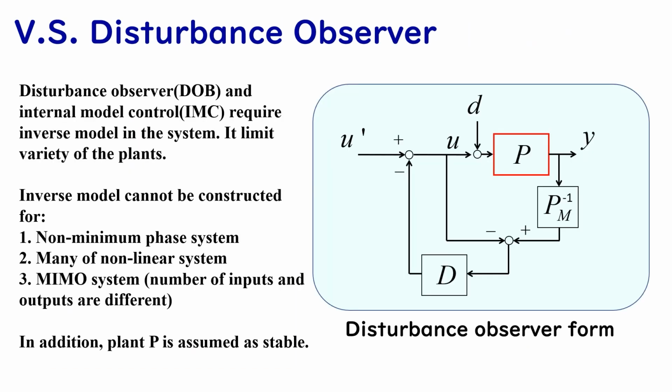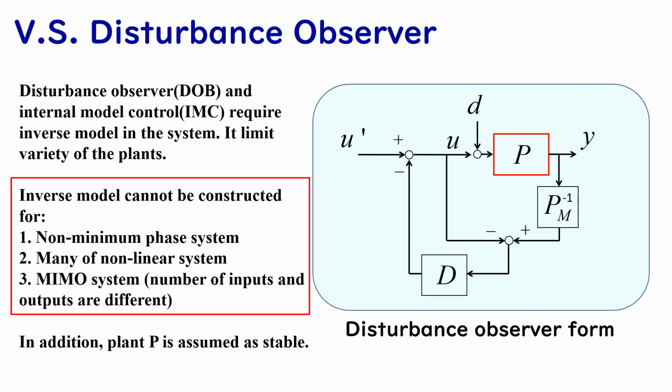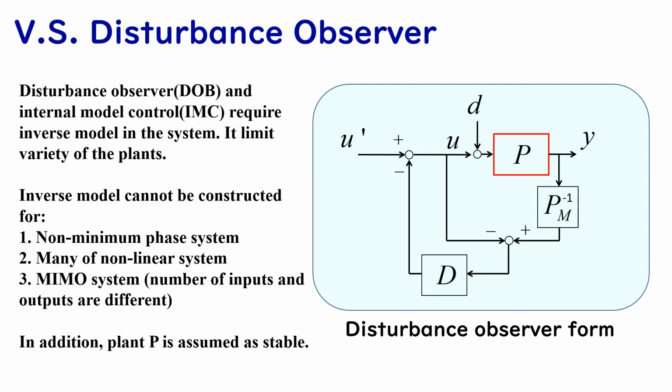This slide shows characteristics compared to the disturbance observer. In the case of the disturbance observer, an inverse model is required for the system. So in such a case, it limits the variety of plants. An inverse model cannot be constructed for non-minimum phase systems, many nonlinear systems, and MIMO systems. In addition, plant P is assumed to be stable in the disturbance observer. On the other hand, the model error compensator is not limited to stable plants.